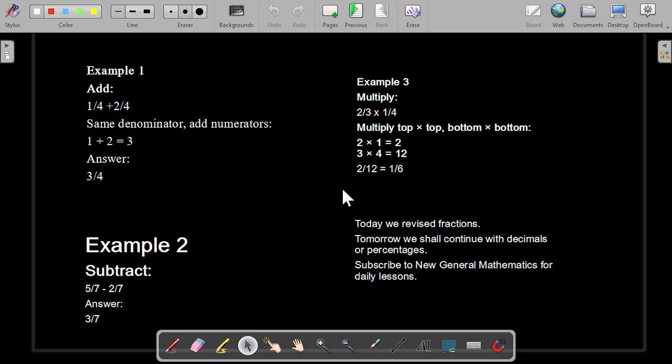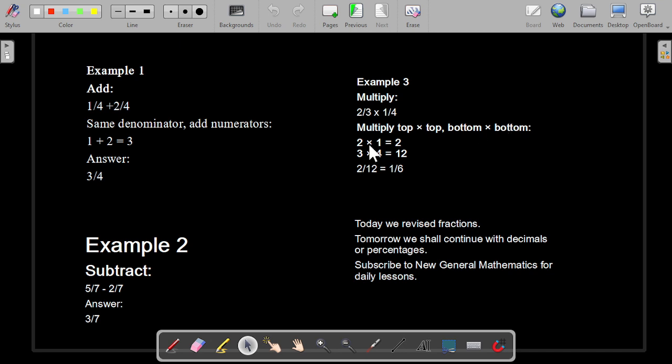Multiplication now. Multiply 2 over 3 times 1 over 4. So when you look at it now, they don't have anything in common. So what you are going to do is this. You will multiply the top, the numerator, then you also multiply the bottom, which is the denominator.